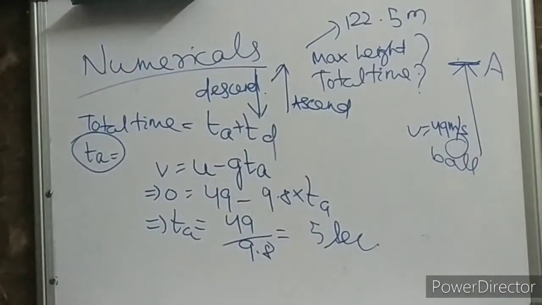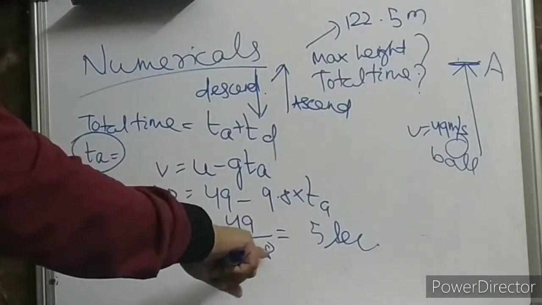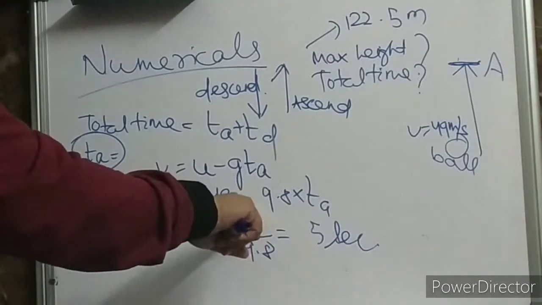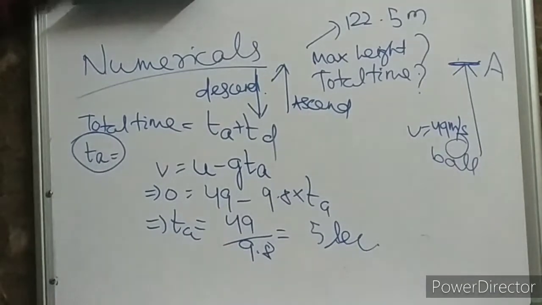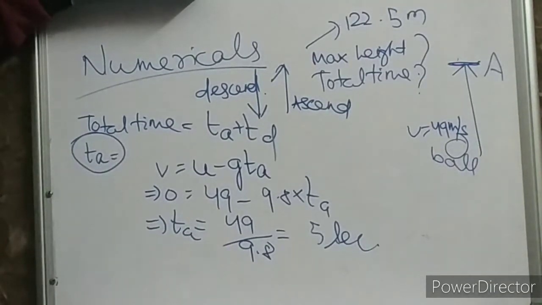I am just trying to check whether you people are focused or not. 9.8 into 10, so 98. 490. 490 divided by 98. Okay, so 5 seconds. So this is your time of ascent.